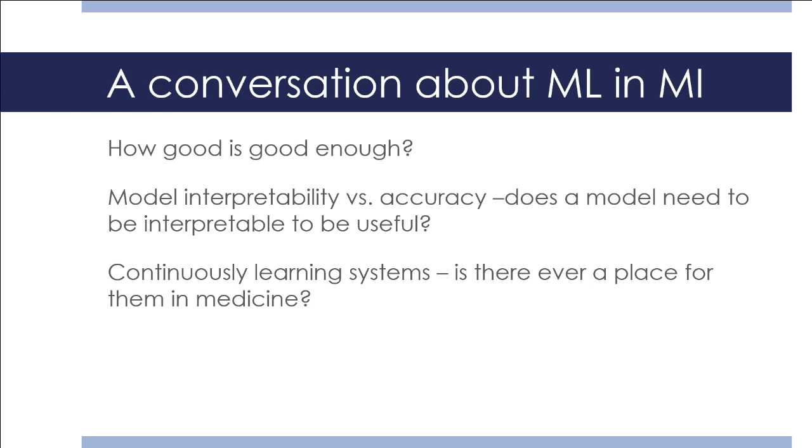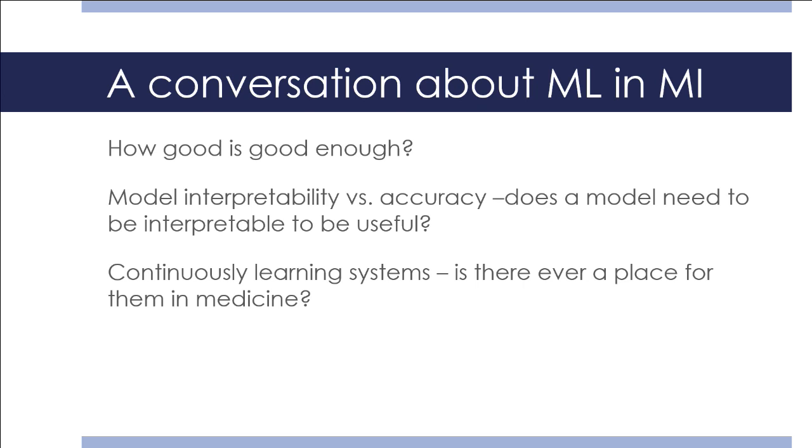And then how good is good enough? If you cannot separate a machine from the difference between two radiologists, is that good enough? Or should machines be held to a much higher bar than humans are? When you talk again about interpretability versus accuracy, does it matter?